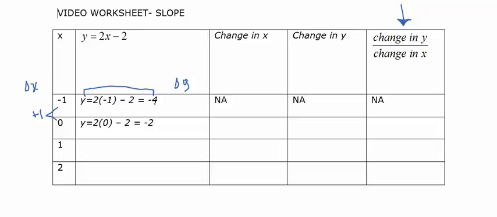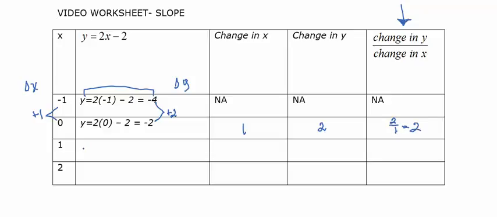So y is equal to -4, and then the next time y is equal to -2, and to get from -4 to -2 I had to add 2. So we know that the change in y then is 2. So down here in that row, the change in x was 1, the change in y was 2, and so the change in y over the change in x would be 2 over 1, or it's just simply 2.